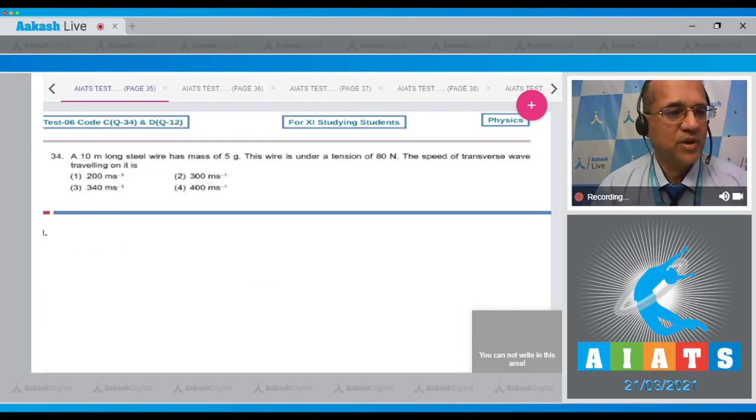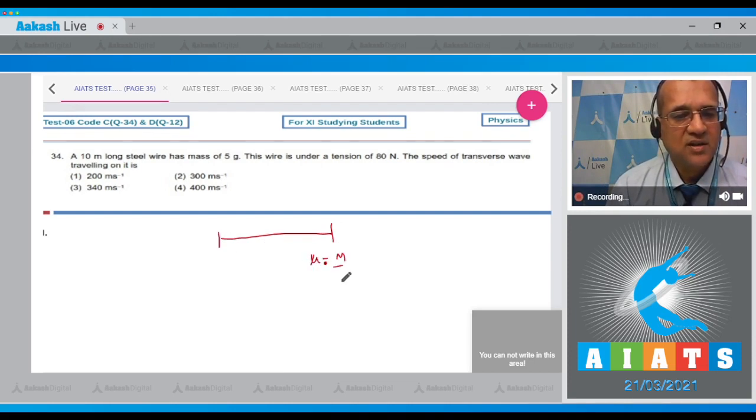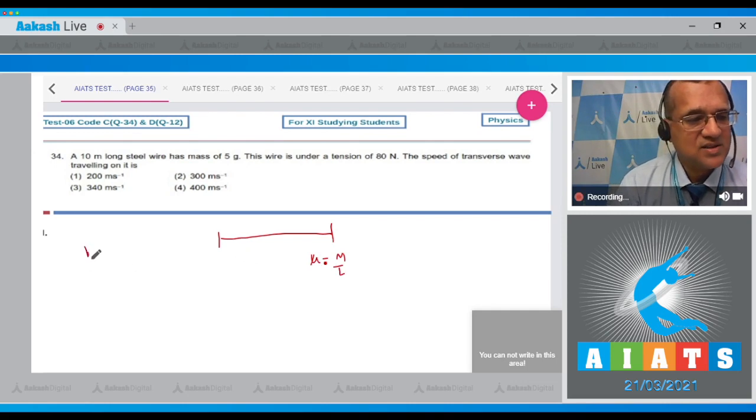The question number 34 is, a 10-meter long string wire has a mass of 5 gram. The wire is under tension of 80 Newton. The speed of the transverse wave. Now dear students, when this string is under the tension T and mu is the mass per unit length, then the transverse wave velocity is equal to root of T divided by mass per unit length. And see, the tension is given, 80 Newton.